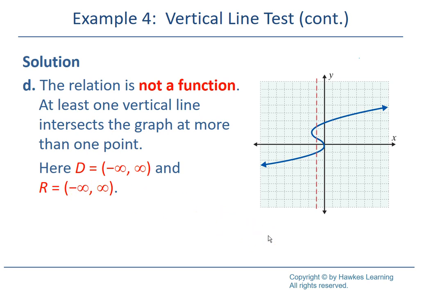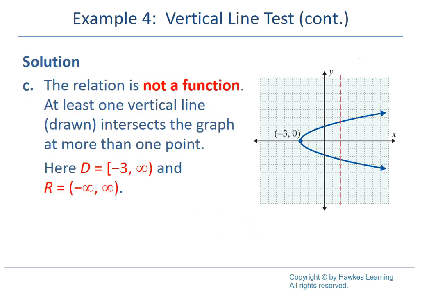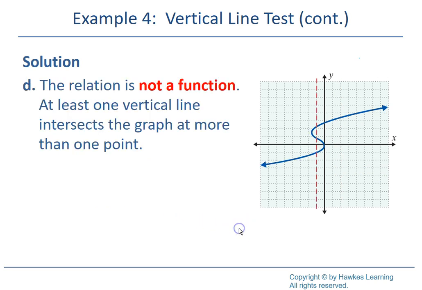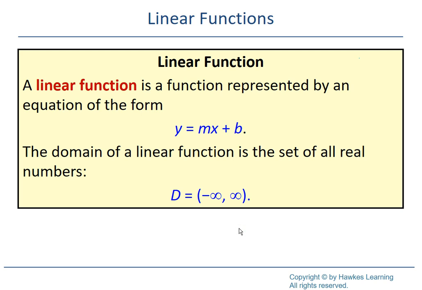Now let me go back because I think we missed it on this one here. Yes. So for domain here, it's starting at -3, and we use a bracket, and it's going to positive infinity for the x values. And for the y values, this will eventually go all the way up and all the way down. So it's all real numbers, or from negative infinity to positive infinity. Okay. I think I went over that too quickly.